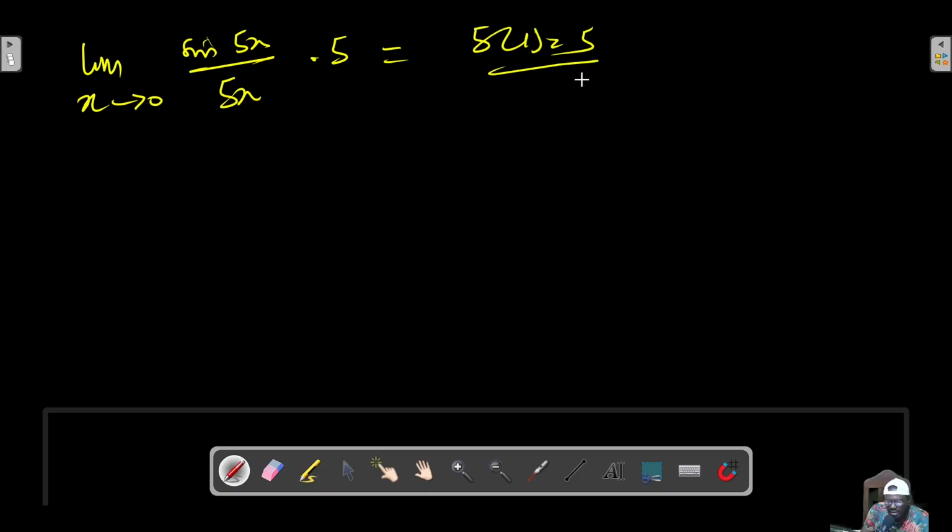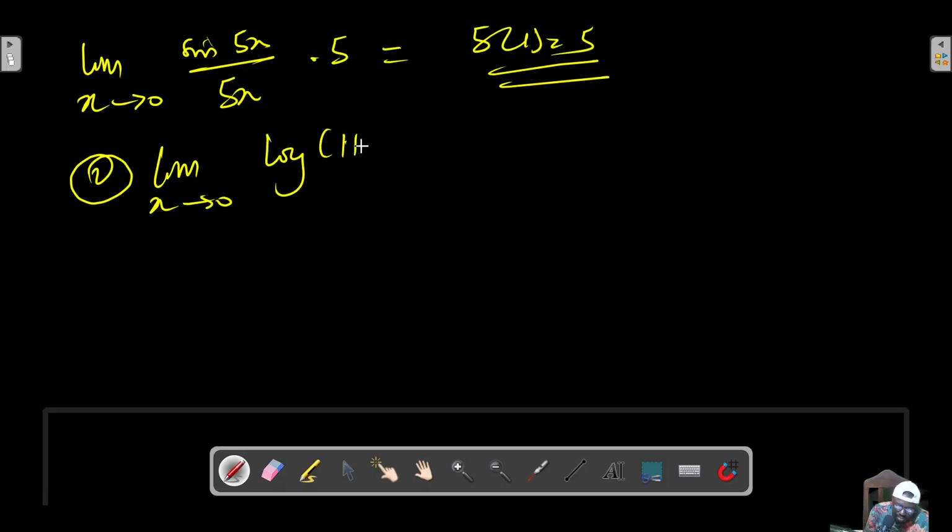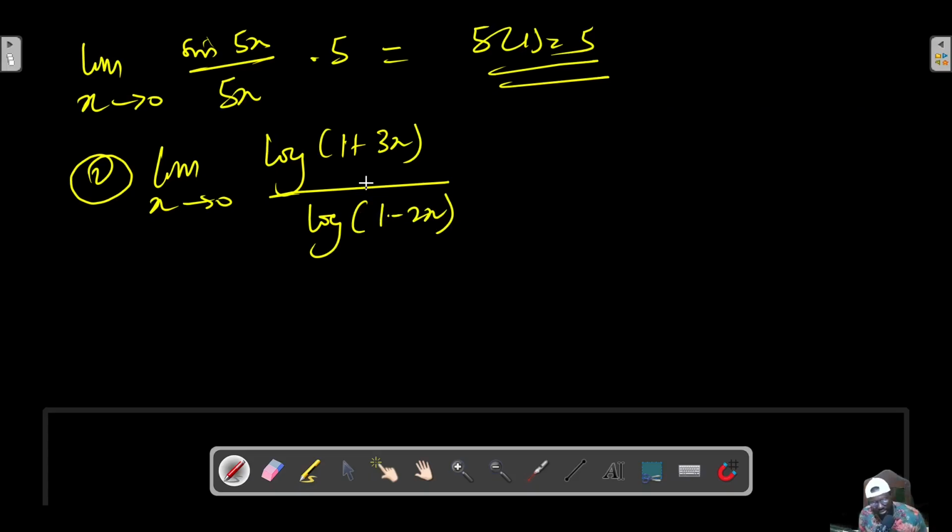So we have 5. So 5 is the answer. Now let's step it up a little bit. Let's just say you have the limit as x is approaching 0 of log(1 + 3x) divided by log(1 - 2x). Now we can also apply some of the limit rules here.